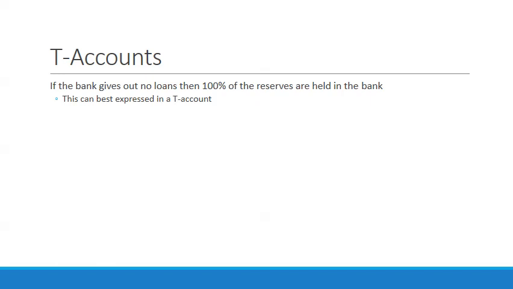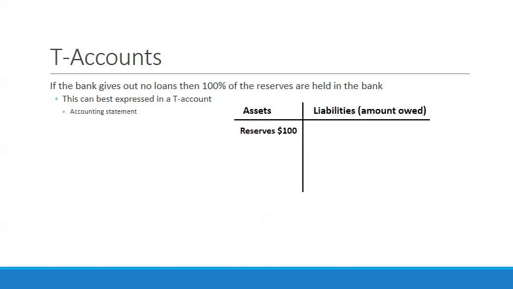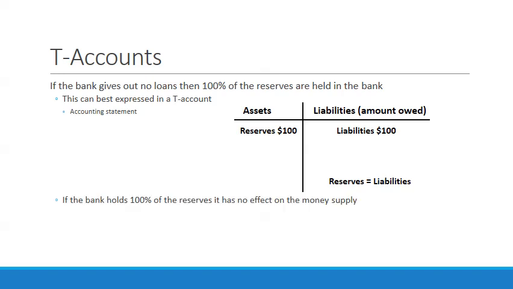And this can best be expressed in what we call a T account. It's an accounting statement. So if you take the assets and the liabilities, which is the amount owed, the reserves are $100, and the liabilities are $100. So the bank had a deposit of $100. So if the bank holds 100% of the reserves, it has no effect on the money supply. You'll notice the reserves equal the liabilities.